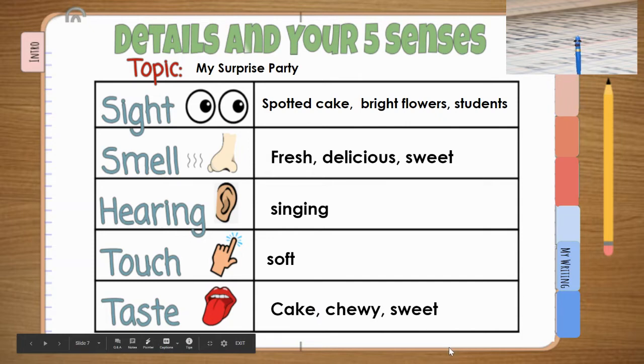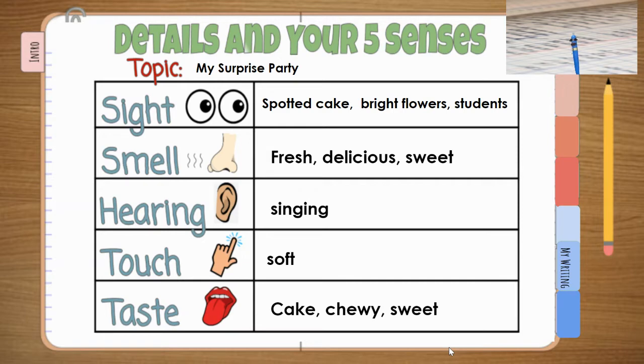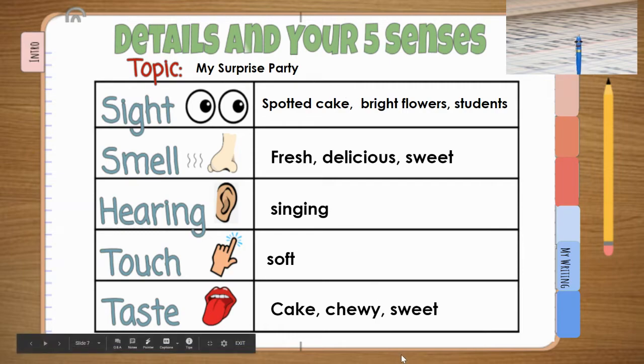Did you see how I used my senses to tell you what I saw, what I smelled, what I heard, what I touched, and how it tasted? Now I am ready to write my story with all my senses, and my story is going to be about my surprise party.